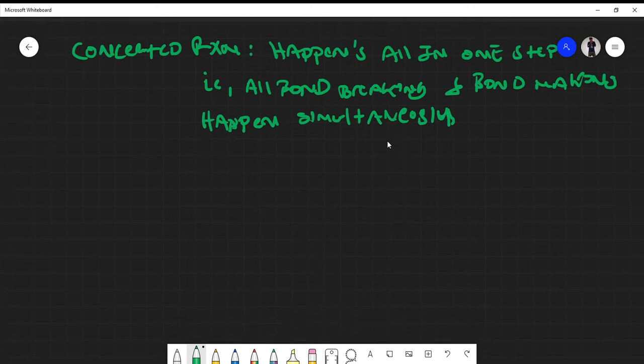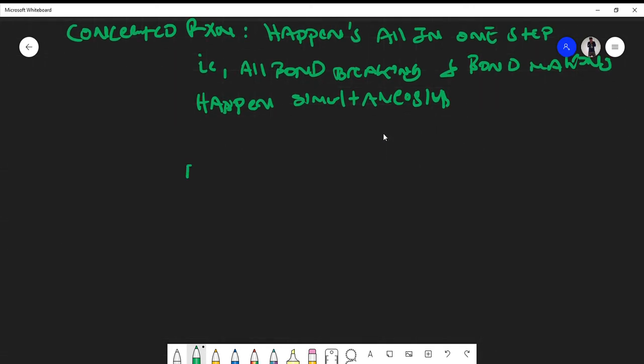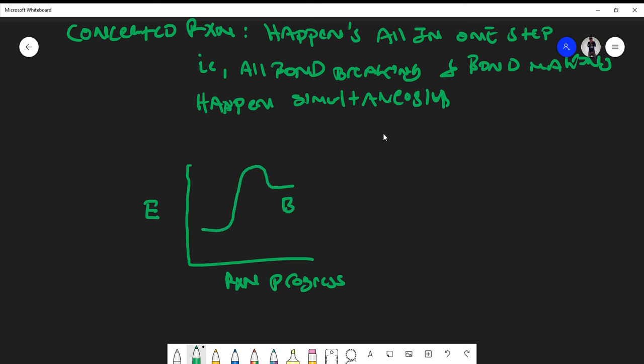Right? Now, for an energy reaction diagram, if you look, we have energy on the y-axis and we have reaction progress essentially on the x-axis. We have some reactants A going to some products B, right? And this is where A goes to B, right? So this is really showing an endothermic reaction for your liking.